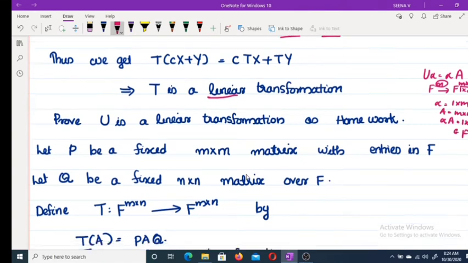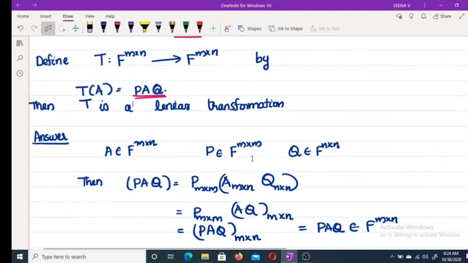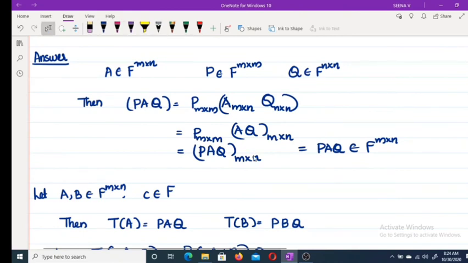Now moving to the last example. Let P be a fixed m by m matrix and Q a fixed n by n matrix, and define T from F^(m by n) to F^(m by n) by T of A equal to PAQ. Here A belongs to F^(m by n), P is m by m, Q is n by n. So clearly PAQ is an m by n matrix.